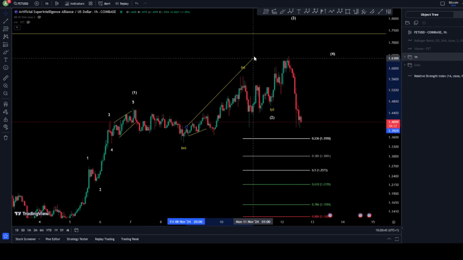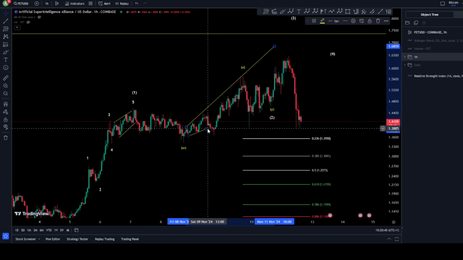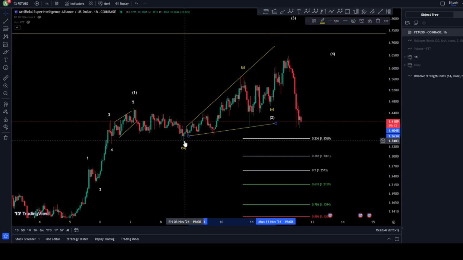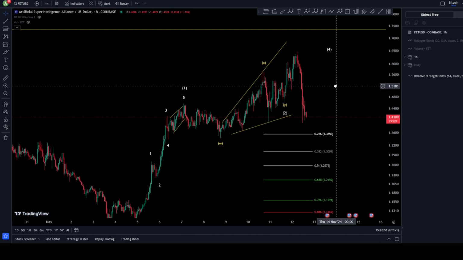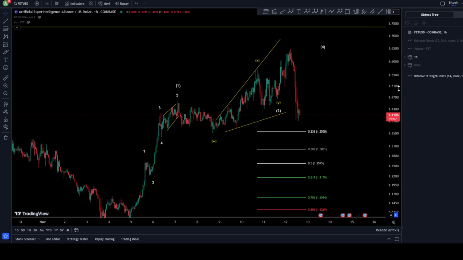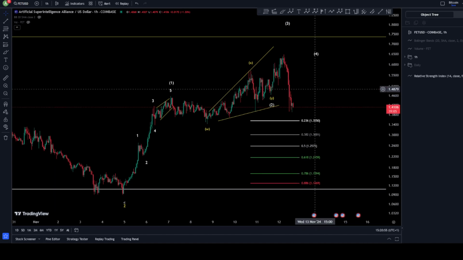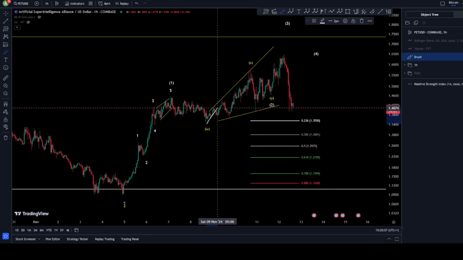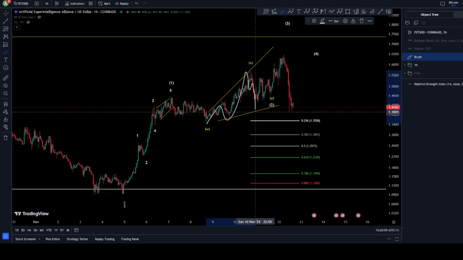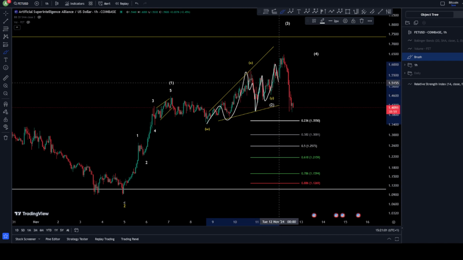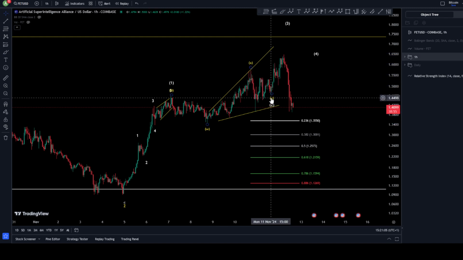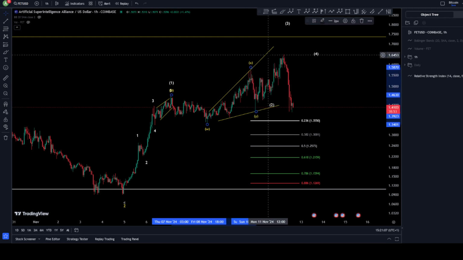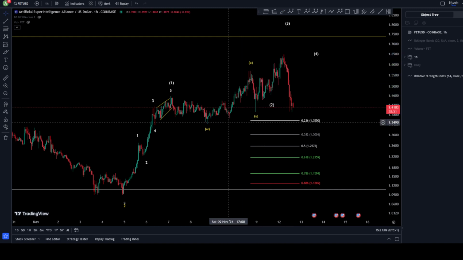And of course, I cannot take this into consideration again that this is an expanding diagonal. I mean, the possibility is very, very low, to be honest, guys. I see this as a corrective A, and then a B, and then a C towards the upside as an ending diagonal. And therefore, or WXY. Very simple. WXY is already there.